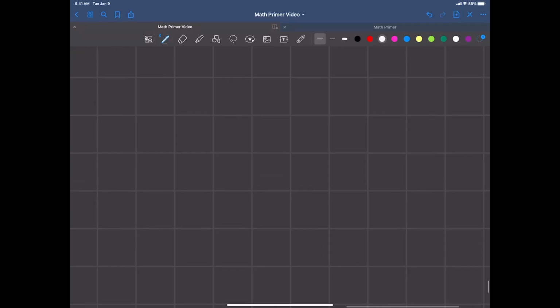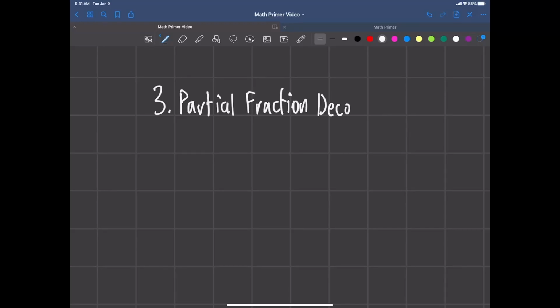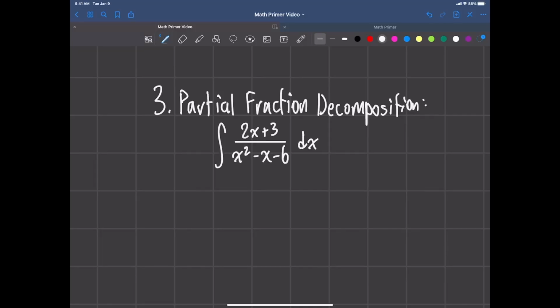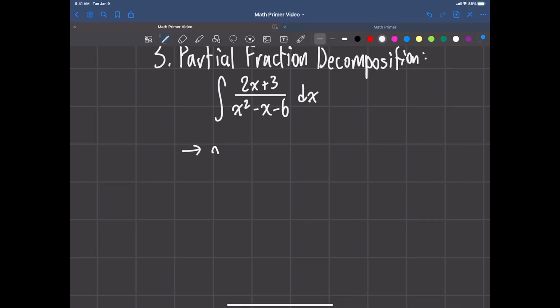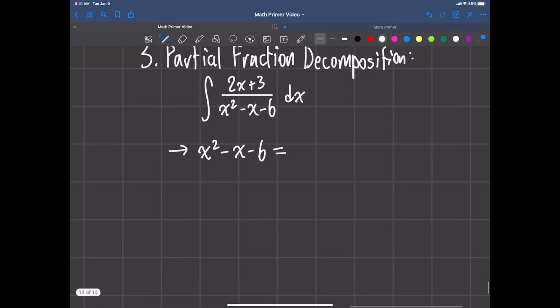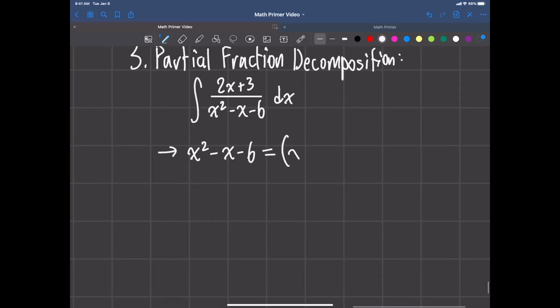The next method of finding an integral is called partial fraction decomposition. Now all these methods are used in specific situations. And I'll explain this through example. So here's the example. The integral of 2x plus 3 divided by x squared minus x minus 6 dx. What we're going to do is factor out the denominator. So this is just x minus 3 times x plus 2.